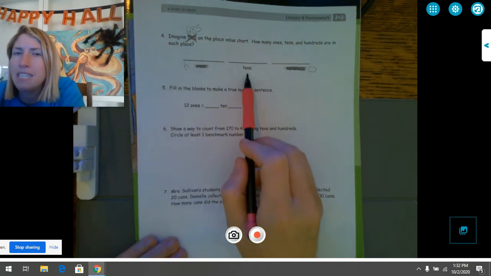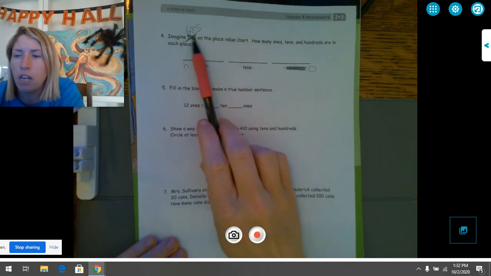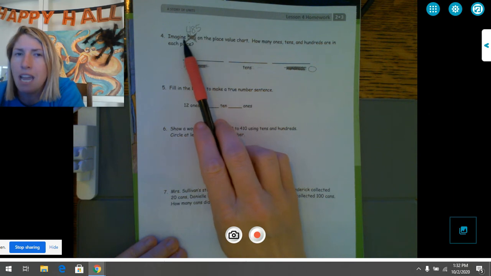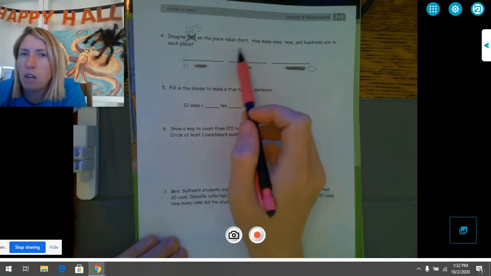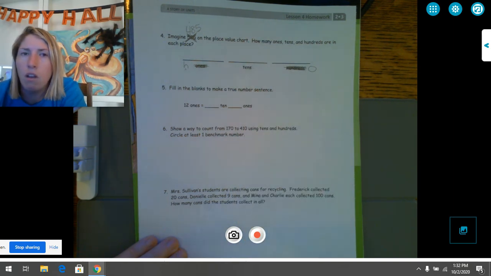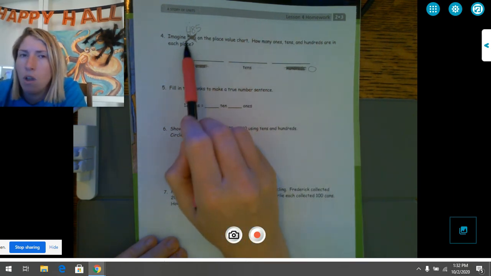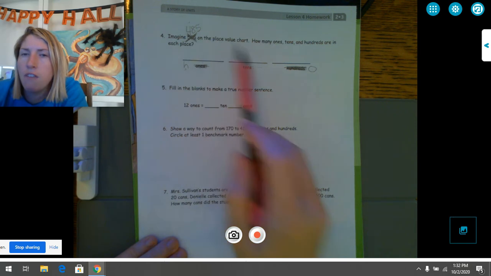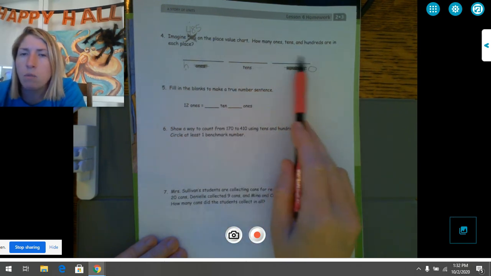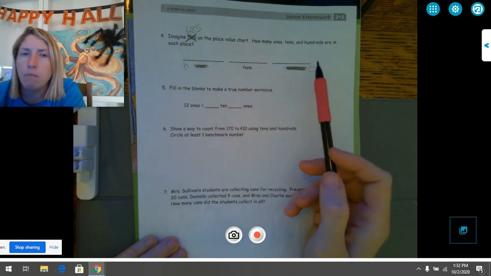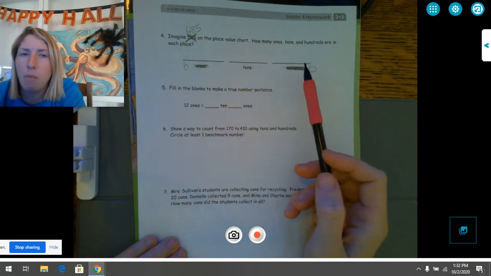Okay. How many tens are in the number 485? So look at this number. Where's the tens place? How many tens are there in the number 485? And you're going to write the tens right here on the line. All right. And then the ones place. So 485, how many ones are there in 485? You're going to write the ones right here on this line. And that's it for that one.